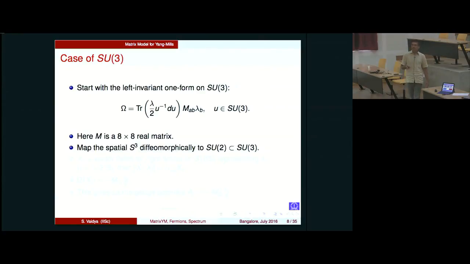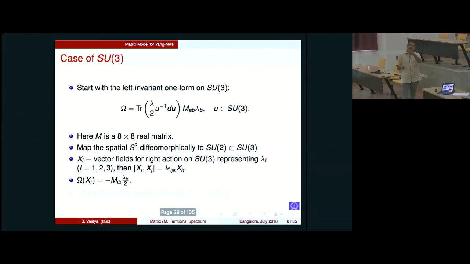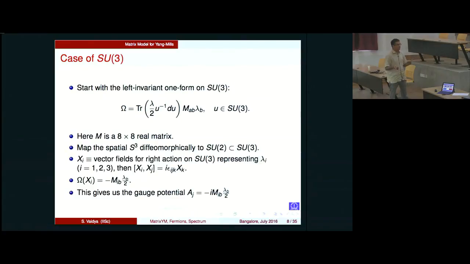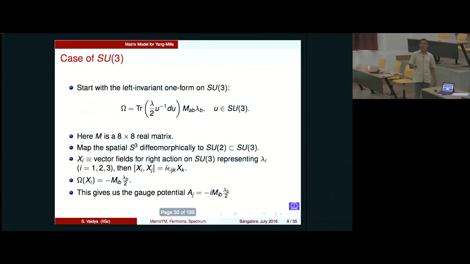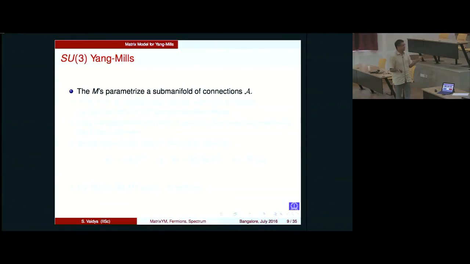Now there is this S3, the spatial S3. You map it diffeomorphically to an SU(2) that is sitting inside SU(3), and basically just pull back this Maurer-Cartan form to this S3. The pullback gives you the gauge field on S3. And these M's that I have parameterize the submanifold of connections A.